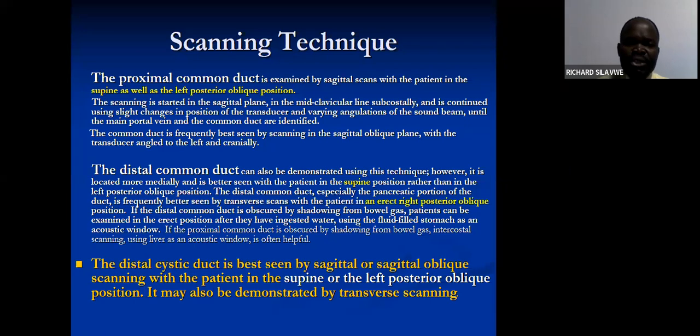So the distal common bile duct can also be demonstrated using this technique. However, it is located more medially and is better seen with the patient in the supine position rather than in the left posterior oblique position. The distal common bile duct, especially the pancreatic portion of the duct, is frequently better seen by transverse scans with the patient in an erect right posterior oblique position.